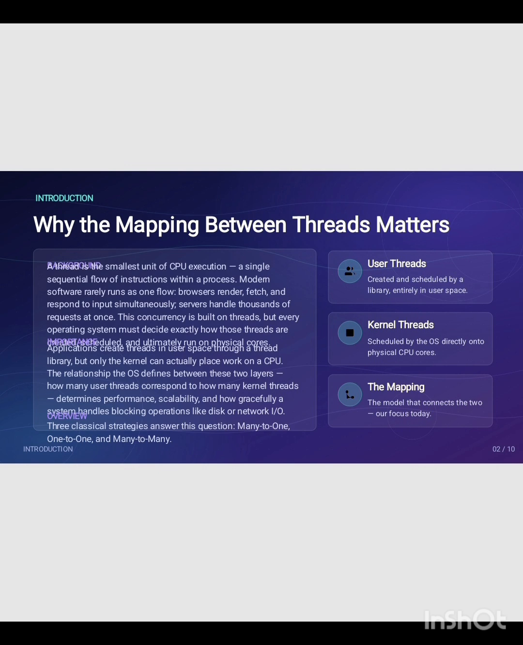Importance: applications create threads in user space through a thread library, but only the kernel can actually place work on a CPU. The relationship the OS defines between these two layers, how many user threads correspond to how many kernel threads, determines performance, scalability, and how gracefully a system handles blocking operations like disk or network input. Overview: three classification strategies answer this question: many-to-one, one-to-one, and many-to-many.